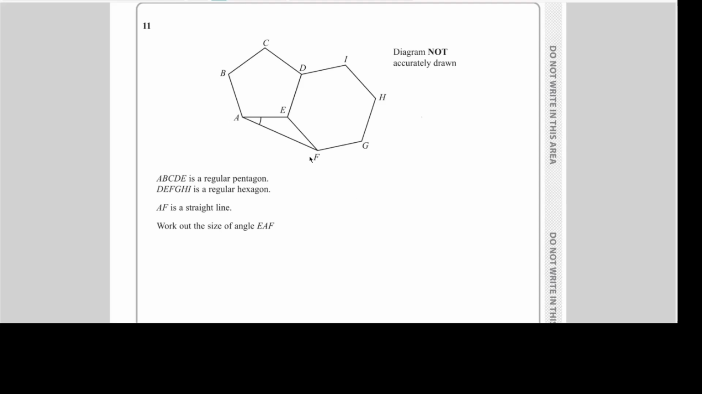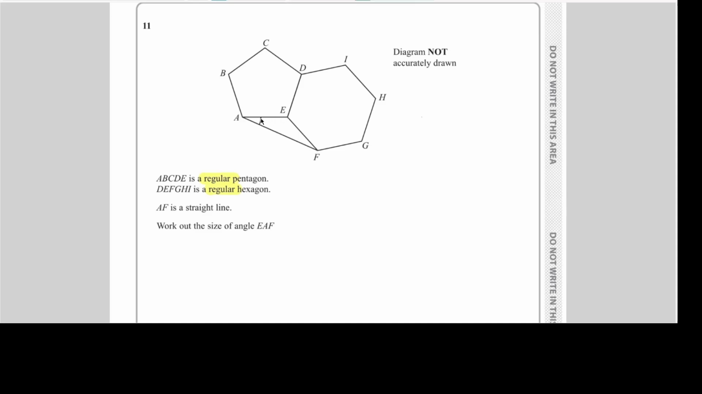Question 11. Under polygons, ABCDE is a regular pentagon. Now this is a regular pentagon. DEFGHI is a regular hexagon. AF is a straight line. Work out the size of angle EAF. EAF. What is EAF?